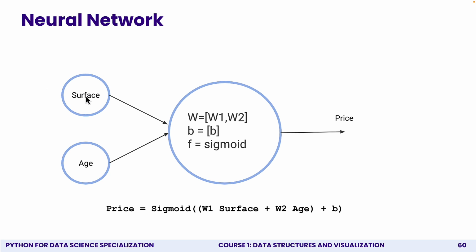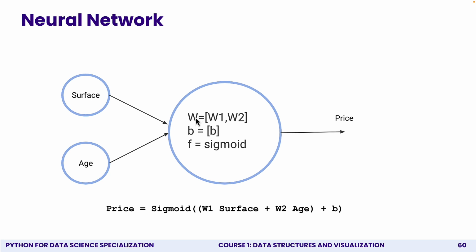So now I'm going to take the surface. If the surface is big, we're going to have a higher price, and the age. If the age is high, it has a tendency to decrease the price. In some cases, like old and traditional houses, they could maintain their prices, but usually not. And what it does in your network, it has just a few parameters.